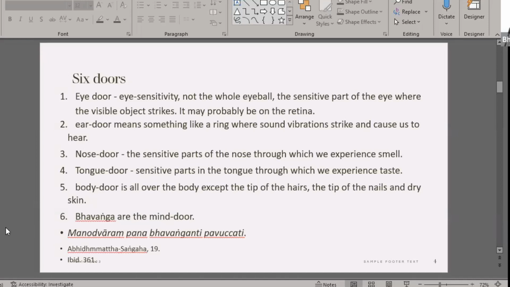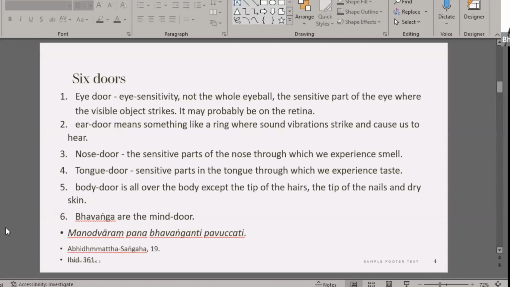Then what is nose door? The sensitive part of the nose through which you experience smell, not the entire nose. Inside the nose there are some cells, biologically; ultimately we say some sensitive materiality to smells. These sensitive parts are called nose door. In this section we also call it nose sensitivity. In the next section, we will give the same name as their bases. That's in another aspect.